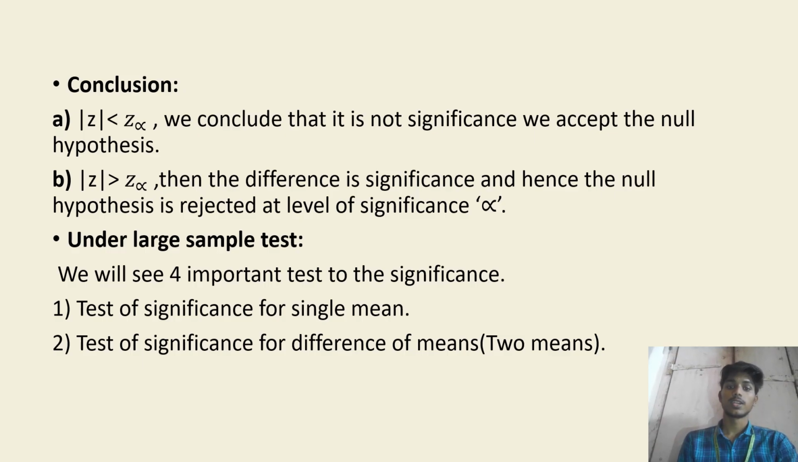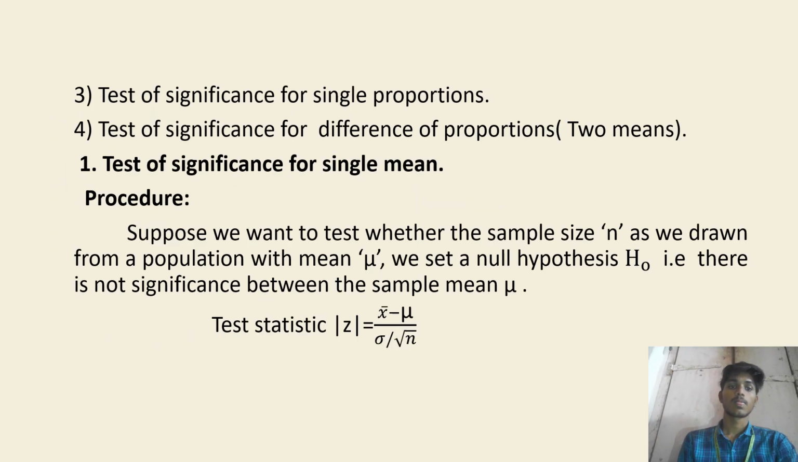Under large sample tests, we will see four important tests of significance. First, test of significance for a single mean. Second, test of significance for difference of means, or two means. Third, test of significance for single proportion. And fourth, test of significance for difference of two proportions. These are the four tests of significance.